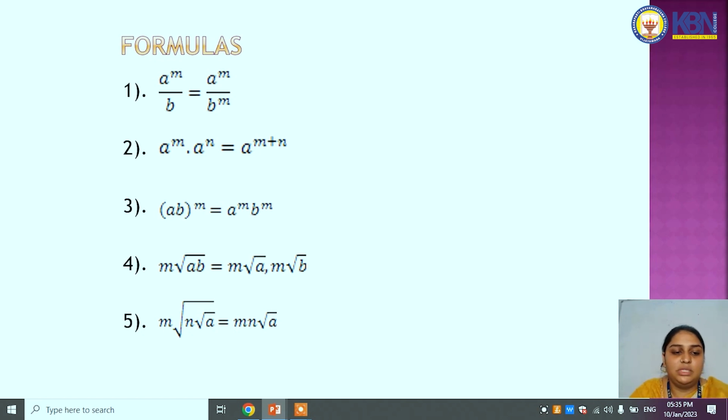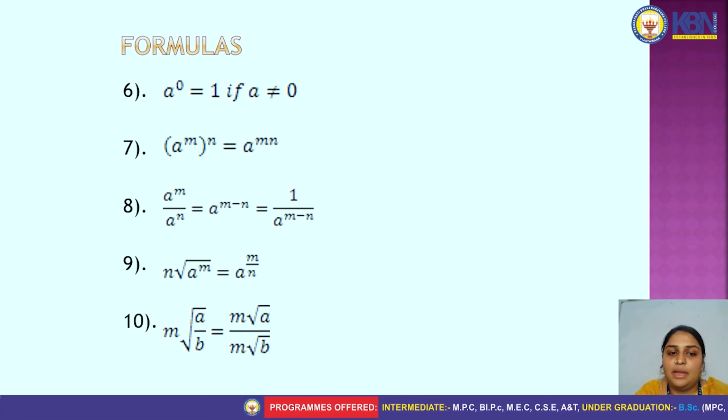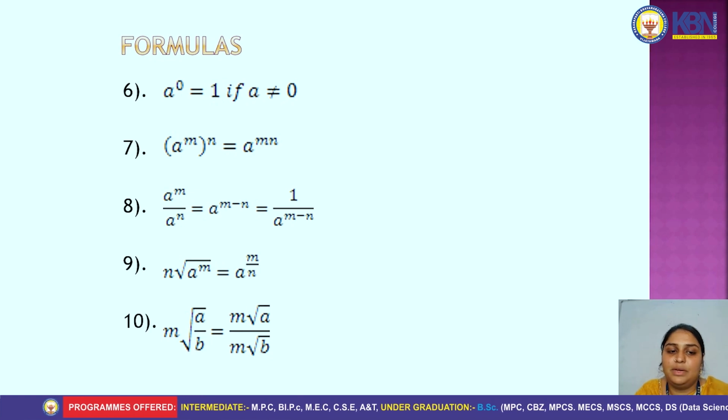By using these formulas, we are going to solve the problems in chapter 2, exponents. Also, we have some basic formulas, that is a^0 equal to 1. When a is not equal to 0, then only this is applicable. Next, the second one is (a^m)^n, that is a^(mn). Next one, a^m / a^n, that is a^(m-n). It can also be written as 1 / a^(n-m).